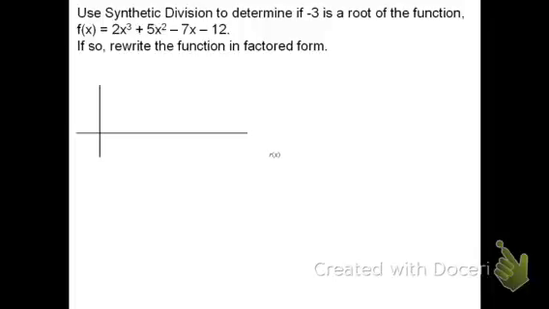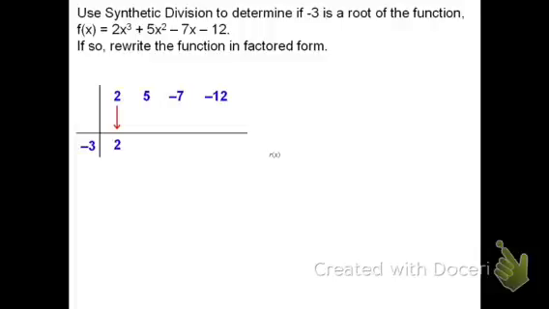To begin, we're going to list the coefficients, and we have to make sure that if we have any gaps, we put a 0. However, this goes x cubed, x squared, x, constant, so there are no missing terms. So the coefficients would be the 2, the 5, the -7, and the -12. The root is -3, so we'll bring that down as well. Bring down the 2, and let's begin our synthetic division.